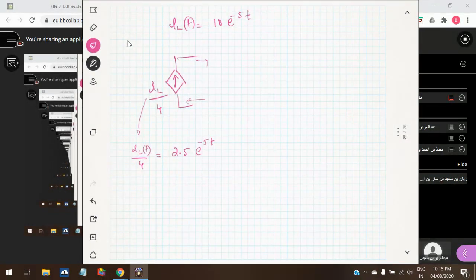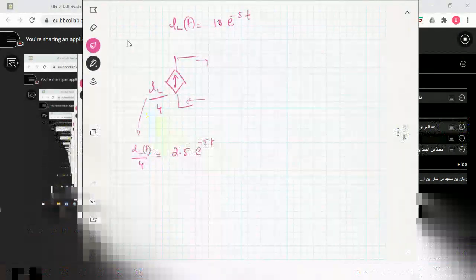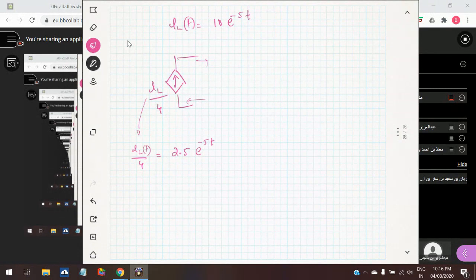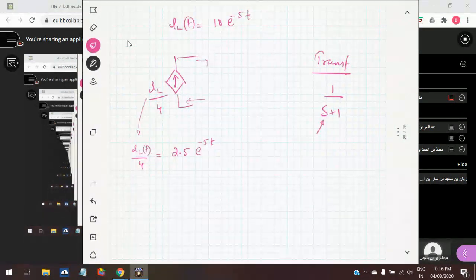Then what will be the order of the differential equation? If there are two energy storing elements, it will be second order. So you have seen the transfer function. Remember a transfer function like this, 1 by s plus 1. What is the degree of this polynomial? First order, first degree.